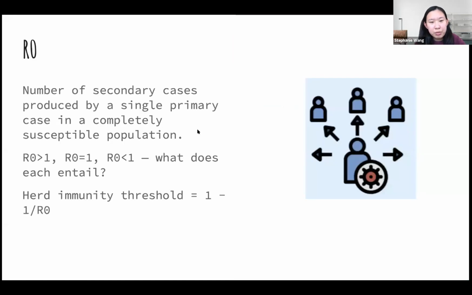And so the reproductive ratio is another thing that was required on the PSA. And this is actually a pretty easy concept to understand. It's just, on average, how many uninfected people does a single infected person transmit the disease to?